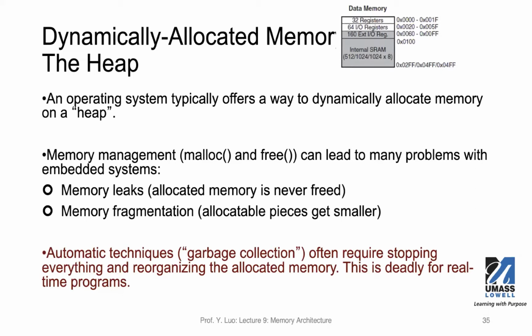Also, for dynamically allocated memory, we have the heap. So the heap is what the OS manages. It's a way of using the memory more efficiently or under the programmer's control. When you have calls like malloc and free, those are for programmers to allocate a certain amount of space, not just for one variable, but for a continuous segment of the memory. Use that for some.